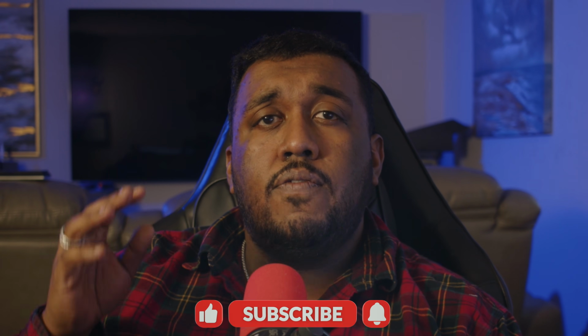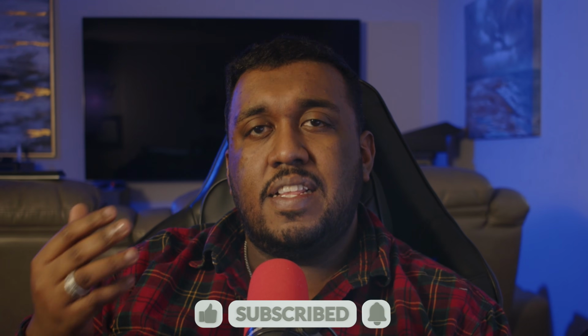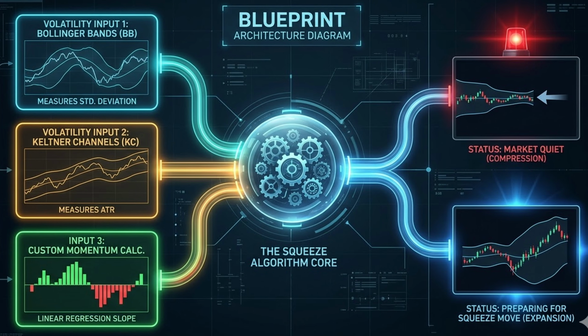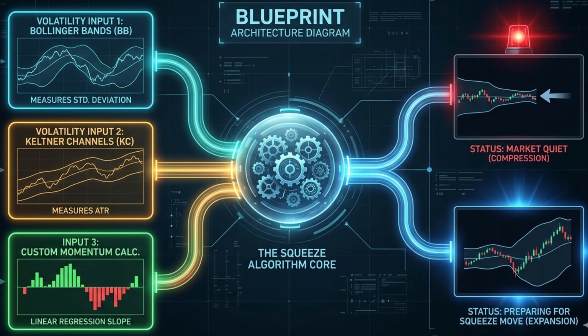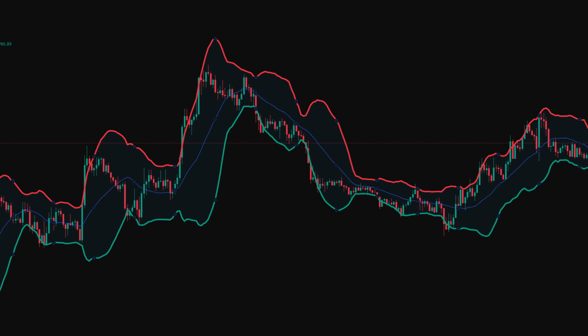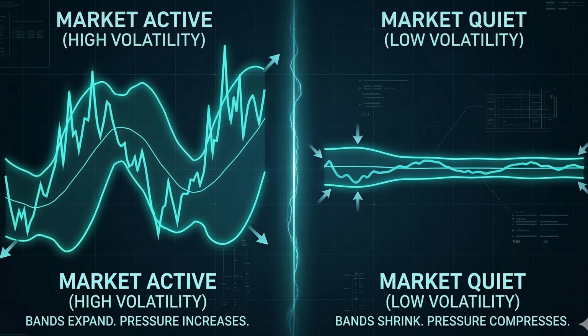Now, before looking for buy or short signals, it's important to understand what this indicator is actually doing behind the scenes. The squeeze momentum indicator combines two volatility indicators and a custom momentum calculation to identify when markets are quiet and when they are preparing for a larger squeeze move. The first tool used in the indicator is the Bollinger Band, which measures volatility by expanding when the market becomes active and shrinking when the market becomes quiet. When the bands become very tight, it means price is barely moving and volatility in the market is very low.